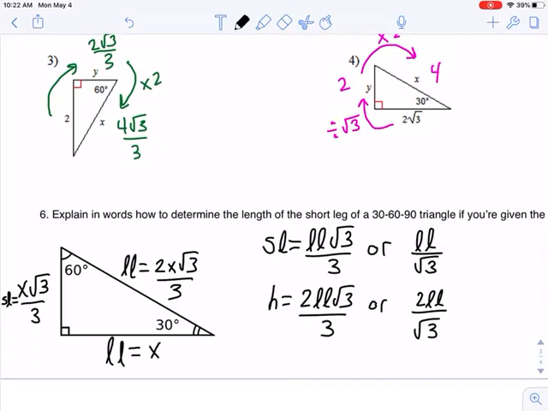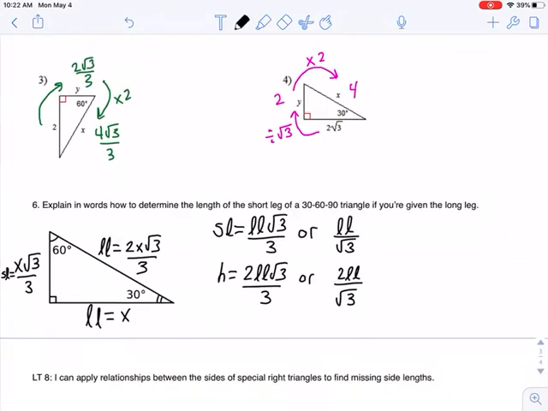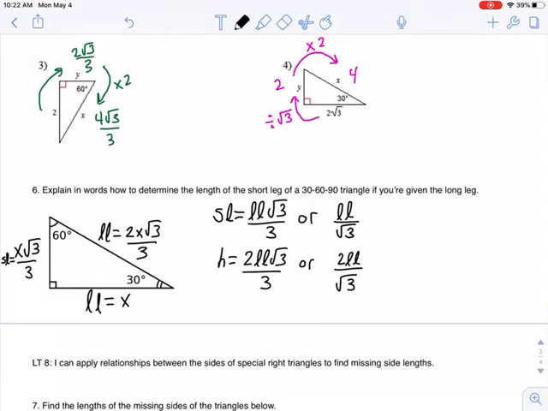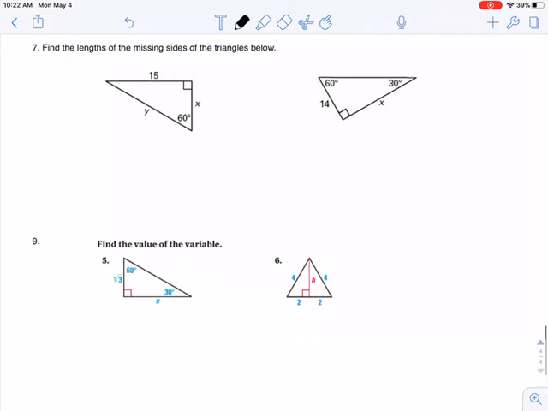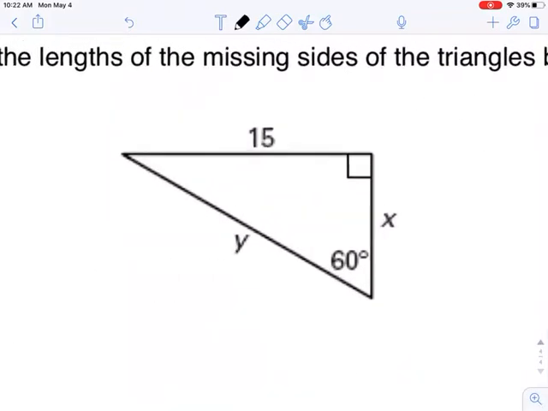So there are 3 different versions of the rules. They're all the same technically. It's just which way are you thinking? Are you multiplying by radical 3, dividing by radical 3? Are you given the hypotenuse? Are you given the short leg? So on and so forth. A bunch of different combinations. All right, we're just going to do a few problems, finish these notes out, practice and refine our skills.